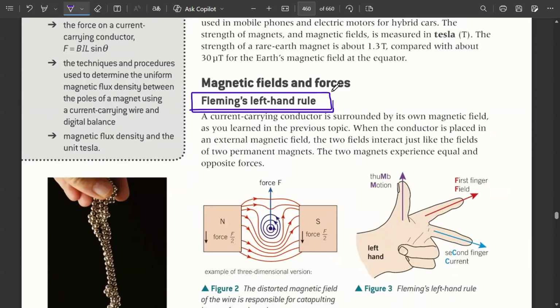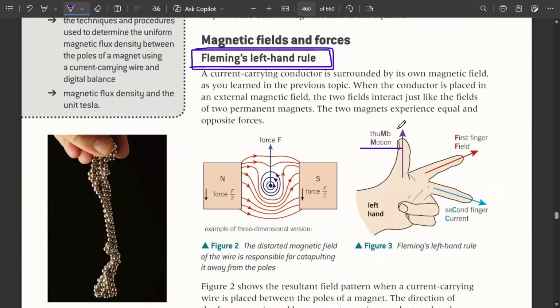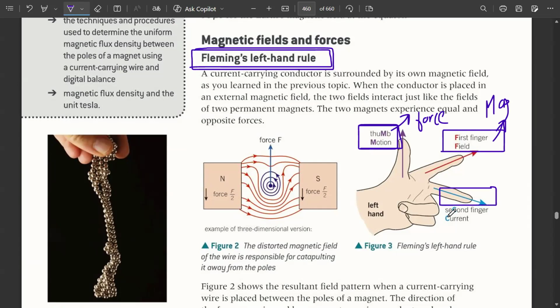Then we have another rule as well, known as what? That means left hand rule. Fleming's left hand rule. How do we use Fleming's left hand rule? The thumb represents what? The motion, yes, the force. What does the first finger tell you? The magnetic field. Exactly. And what does the second middle finger tell you? Exactly. It will tell you the current. Got it?